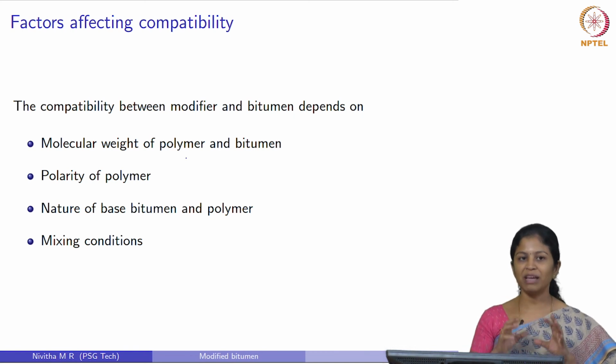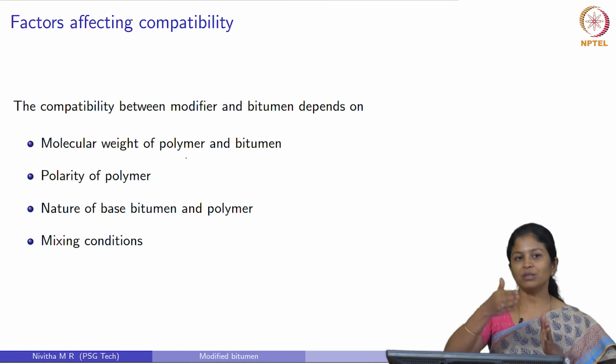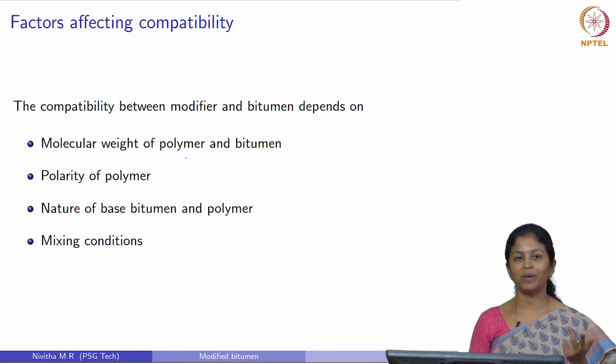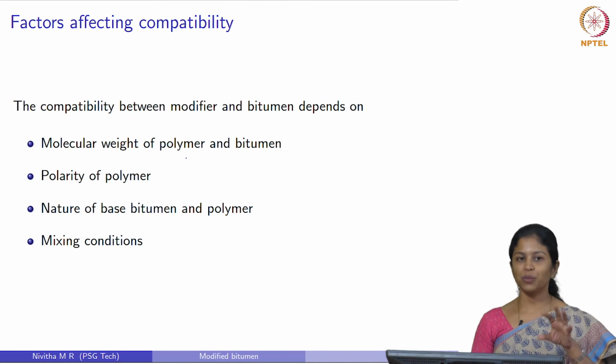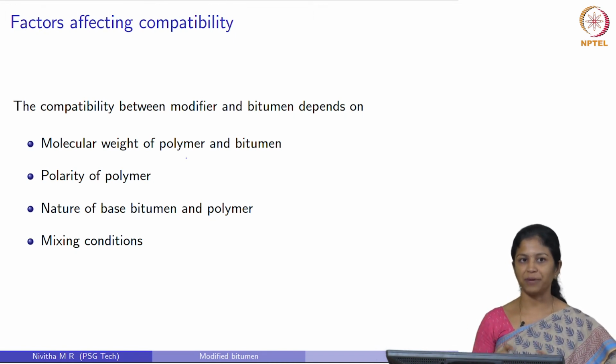So, we have to keep a check on the molecular weight of the polymer. We need to see what is the molecular weight of the base bitumen. We have already discussed in the slides on chemical composition what the types of molecular weight are and how to measure that for bitumen. So, we need to check the molecular weight for bitumen and the molecular weight for the modifier, and see to it that they do not vary so much that they lead to a phase separation.